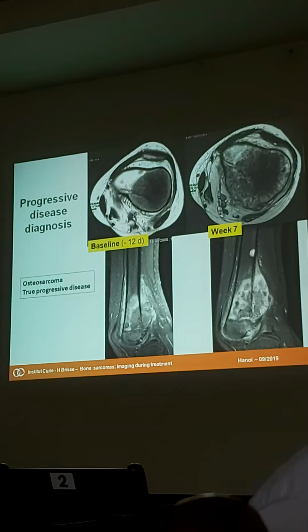A few examples. This is a case of a patient with osteosarcoma, and as you can see during treatment, there was an increase of the soft tissue mass. So this was a real disease progression here. And as you can see, during treatment, a new lesion appeared. So in this case, we were able to say, obviously, it's a disease progression.